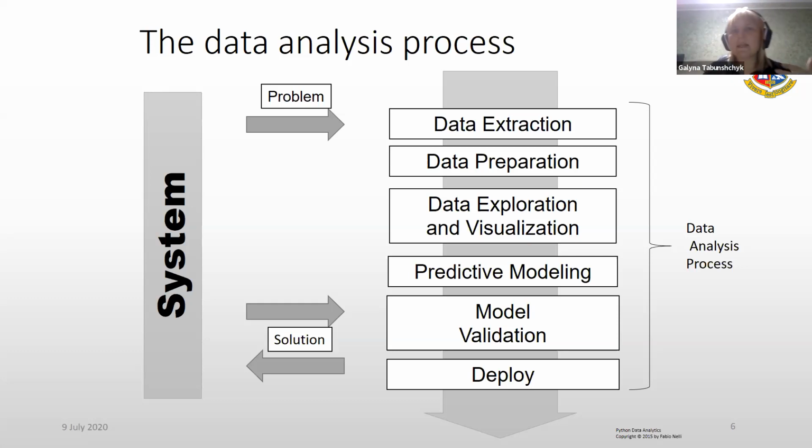The data analysis process is the process of transforming data into knowledge, and in general it goes from the moment of problem definition to the solution. There are 6 steps which we should pass. First, data extraction. Next, data preparation. Then we switch to data exploration and visualization. The most interesting for us is the construction of predictive models. After we construct our model, we should validate it to see if it is suitable for the real world, and in the end we want to deploy it, to use data from everyday life for prediction.